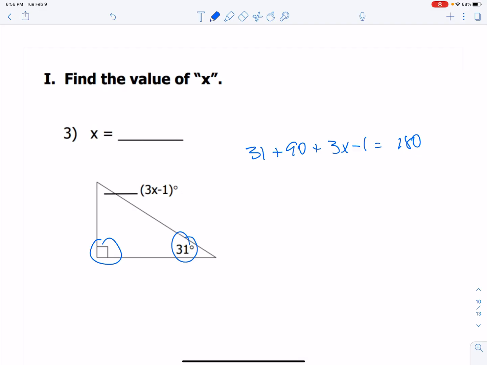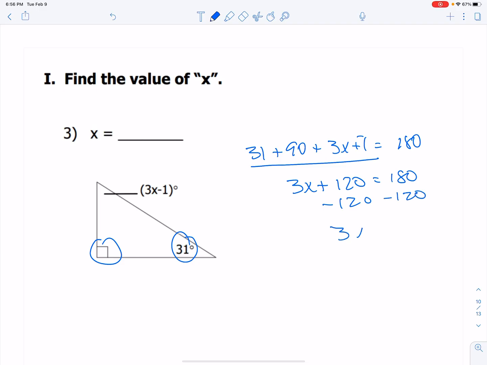So we take this side right here and we put together like things. I put my 3x down plus, and then I take the 31 and the 90 and the 1 and put those together, and I end up with 120 is equal to 180. So I subtract 120 from both sides, and I end up with 3x is equal to 60, divide by 3, and I end up with x is equal to 20. Okay, so x is 20. Now this one's not a degree measure, so I wouldn't need a degree symbol.